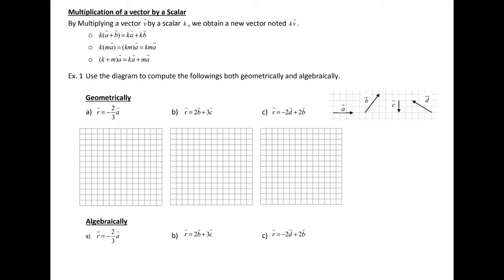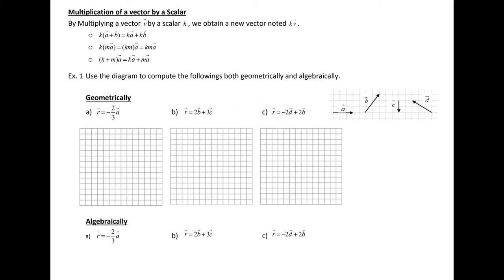In this lesson, we're going to learn how to do multiplication of a vector by a scalar. Example 1: we're going to use the diagram on the right for the vectors a, b, c, d to compute the following resultants both geometrically and algebraically.